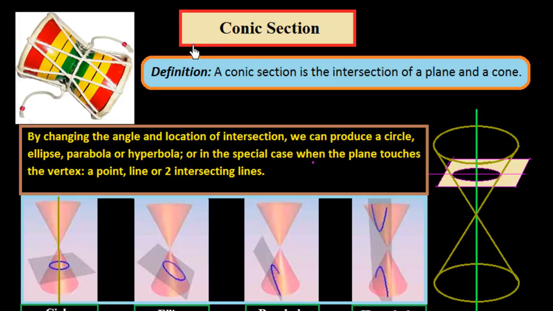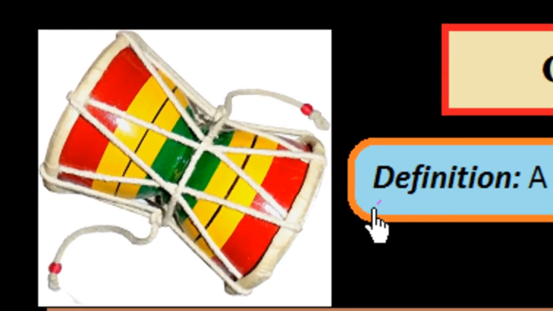Hi friends, in this session we study about the conic section, and in conic section we basically study about the circle. So first I would like to explain what is conic section. Look at here, this is the Vad Yantra of Lord Shiva. It is also called the Damru.